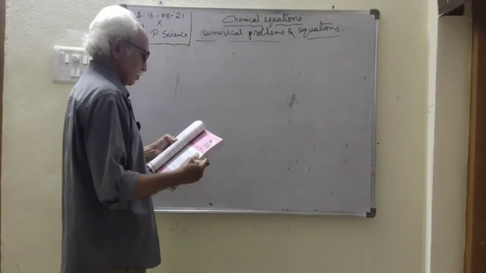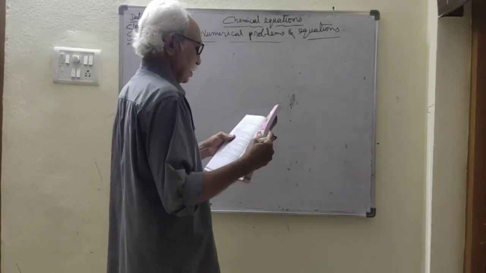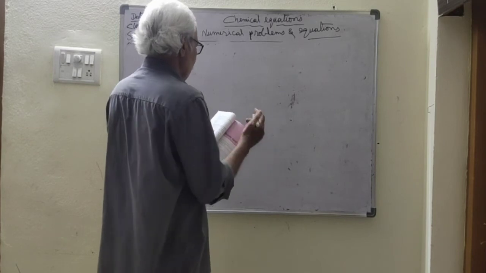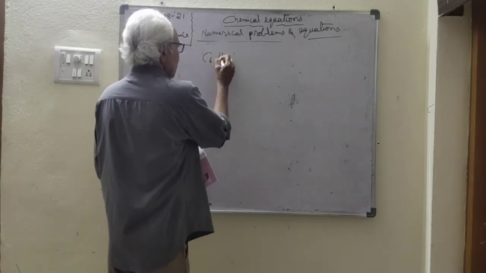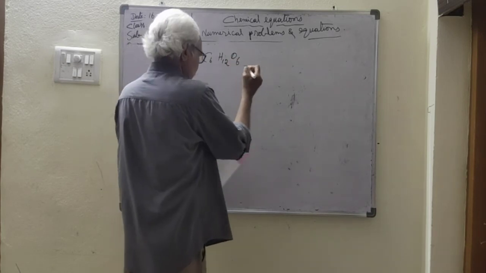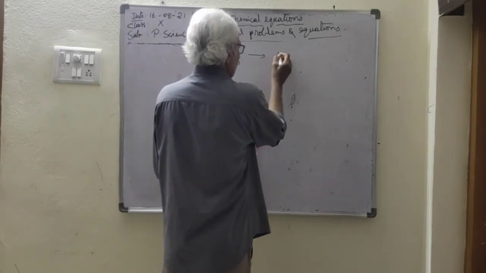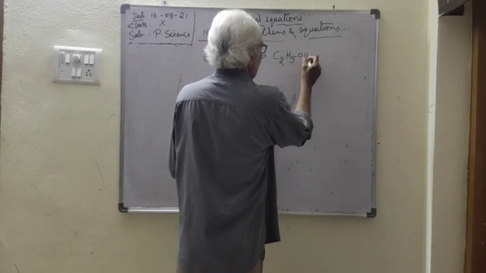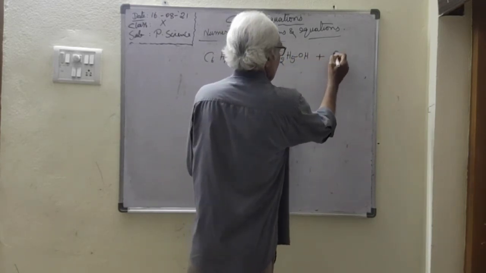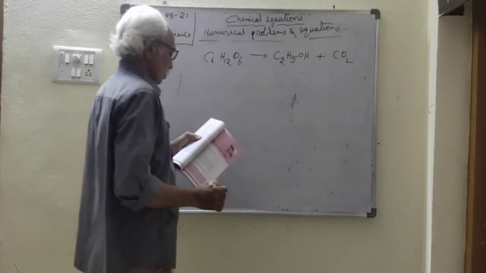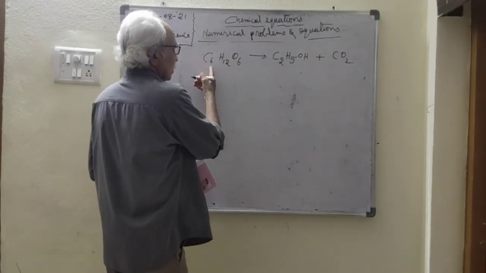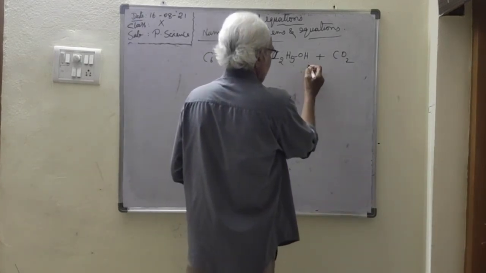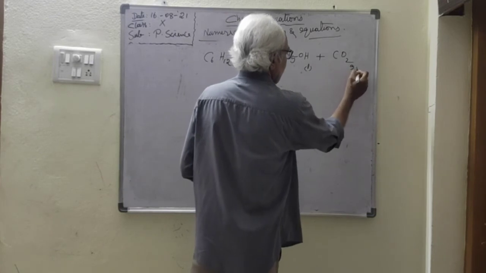Now the next one: mention the physical states of the reactants and products in the following chemical equation, and balance the equations. C6H12O6 gives rise to C2H5OH plus CO2. So first of all, this is glucose, solid state. Here is the liquid state, and this is the gas state.